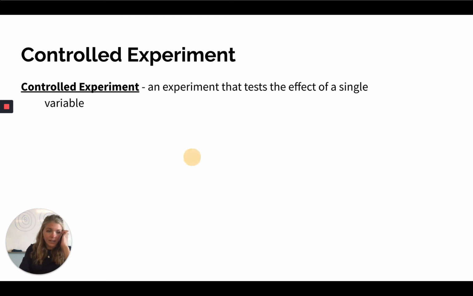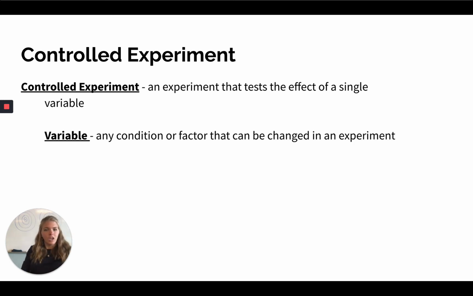And there's different variables in a controlled experiment. A variable, like I just said, is any condition or factor that can be changed in an experiment.